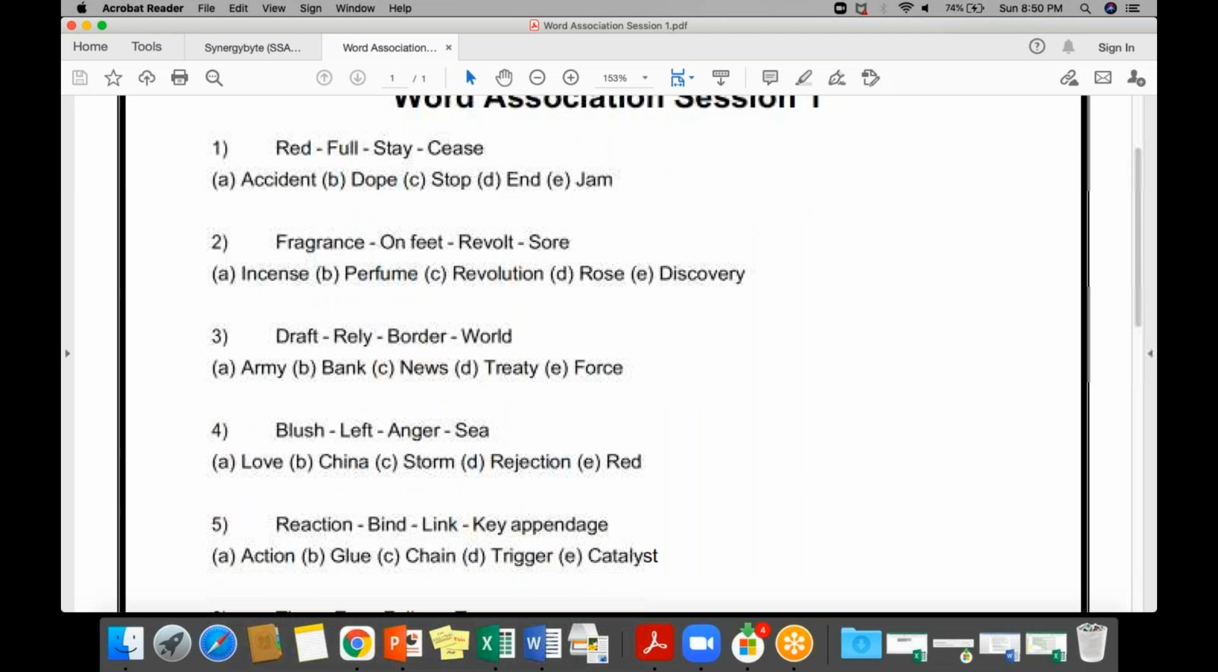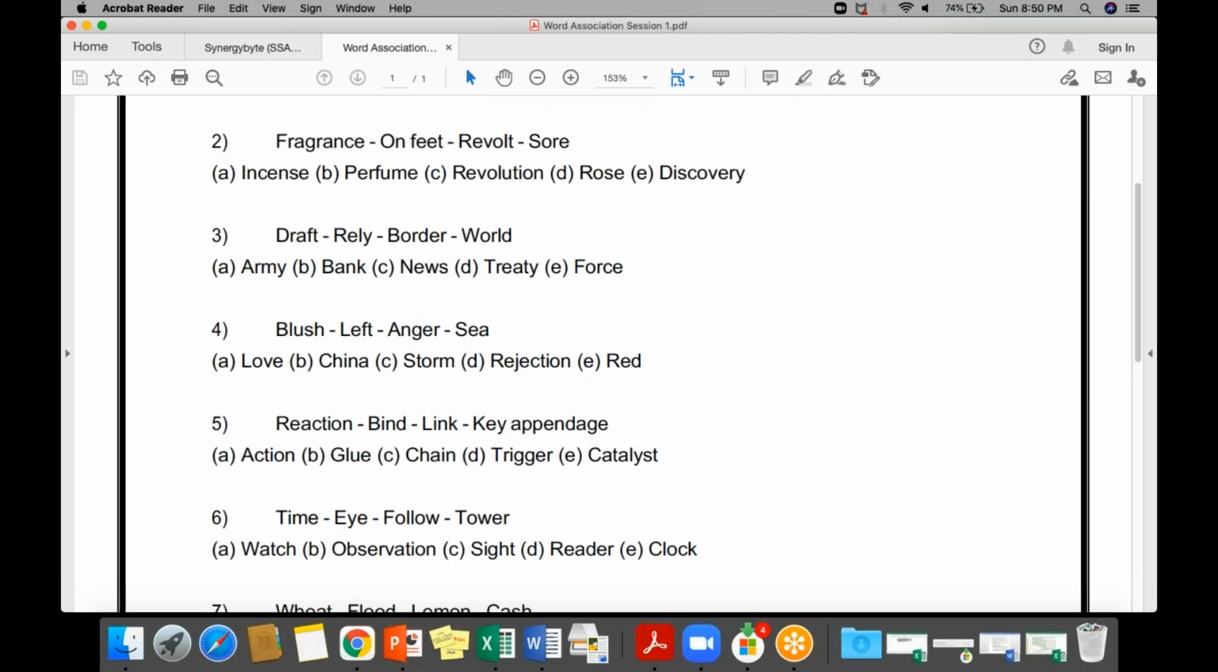Blush, left, anger, sea. Which word would all these four go with? Border of a river, bank of a river, Pratap. Bank of a river is nothing but the border. Everyone is saying red. How are red and left related?